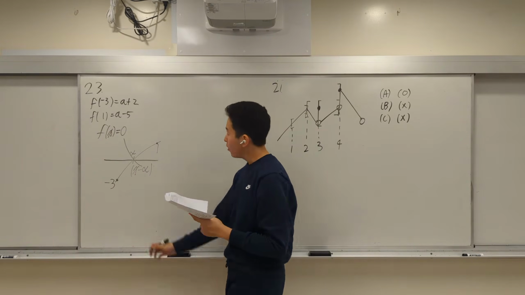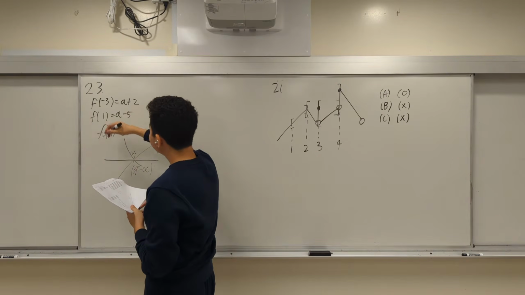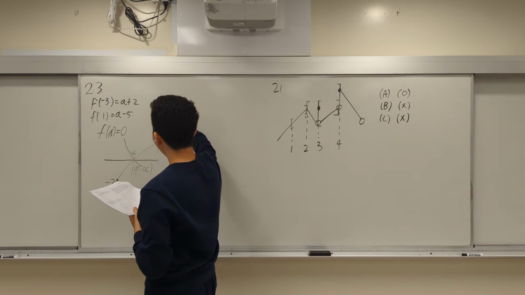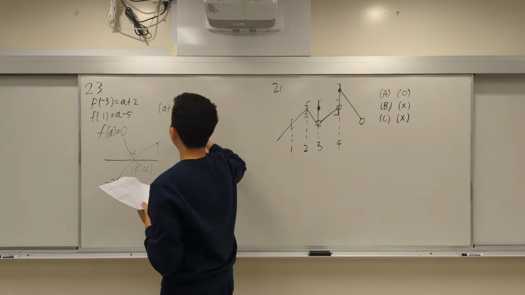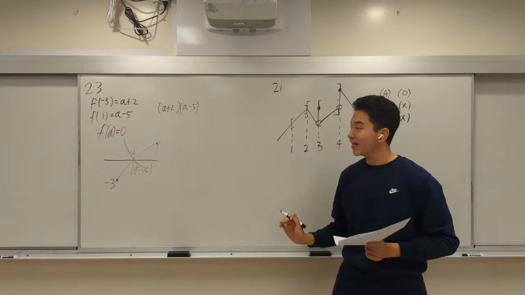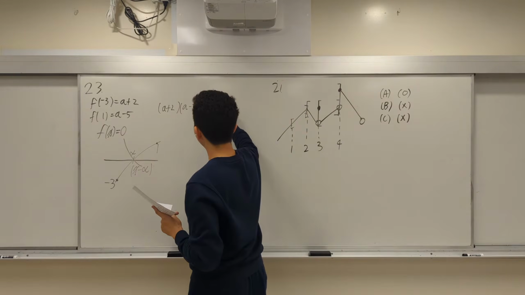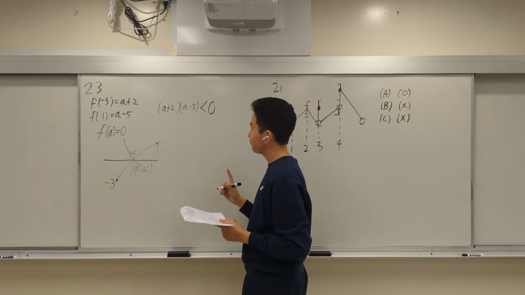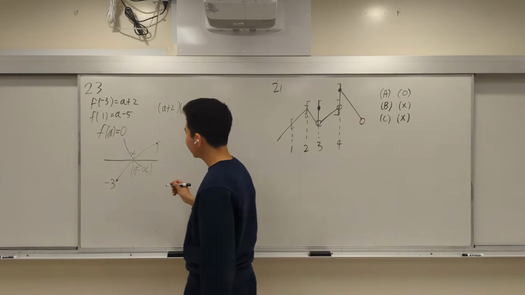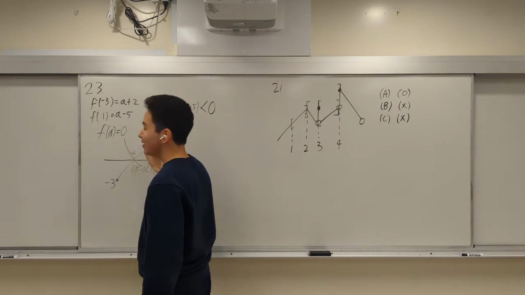Exactly one simple root. Okay, so f of negative 3 is going to be a plus 2, and f of 1 is going to be a minus 5. So if we multiply them and they have different signs, we are guaranteed to have a value less than 0. We can't have 0 because we need to guarantee that it's a simple root.